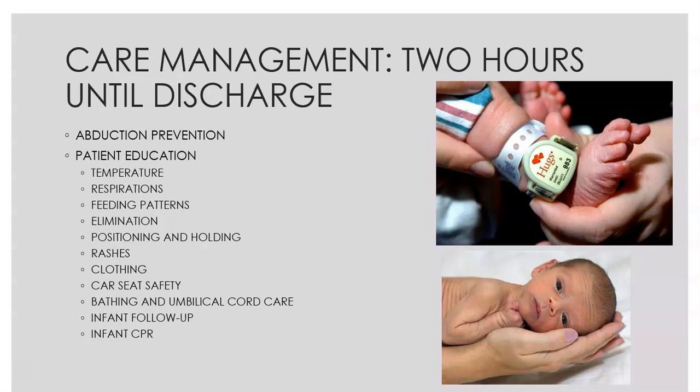Rashes, normal versus abnormal. How much clothing to put on them? Typically, we recommend wearing whatever the parent is wearing plus one layer. So if it's summertime and parents are in t-shirt and shorts, you can put t-shirt and shorts on baby and just put like a thin blanket on them.